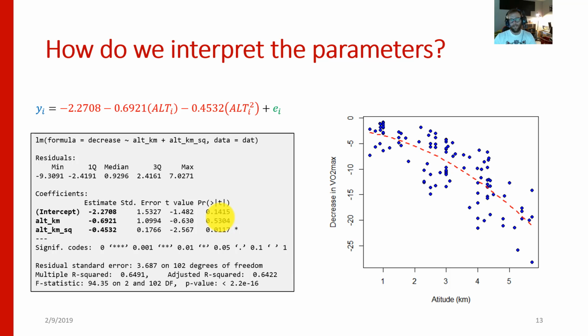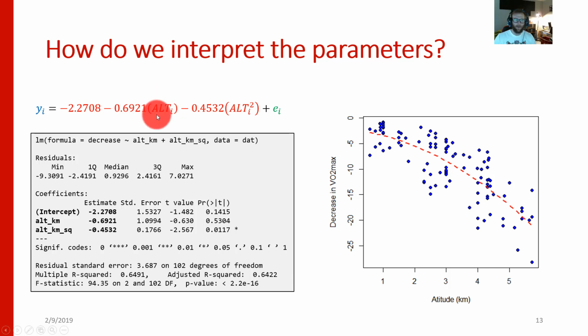Okay, so now that we've looked a little bit about where that statistical inference is coming from, how do we actually interpret these parameters? Well, we can take these parameters from our linear modeling output in R and actually write them out as an equation, right? So we have our intercept of negative 2.2708. We have our estimate of beta 1, which is negative 0.6921 times the altitude, right?